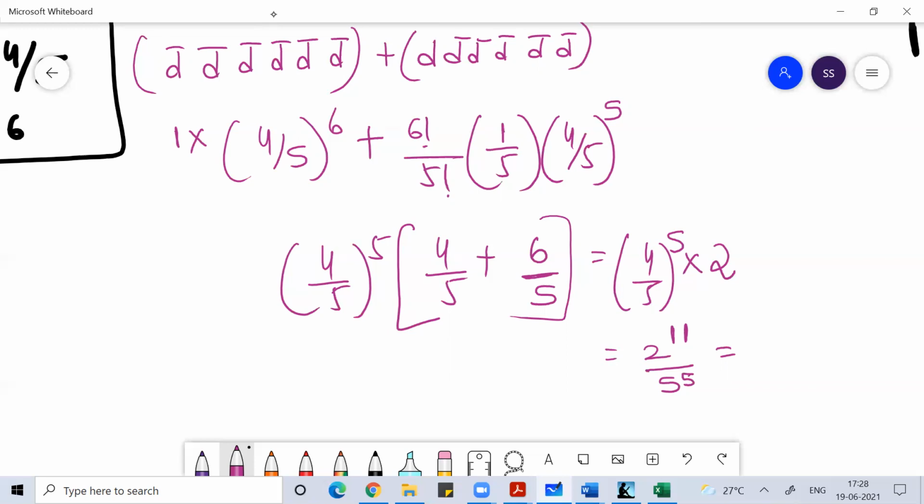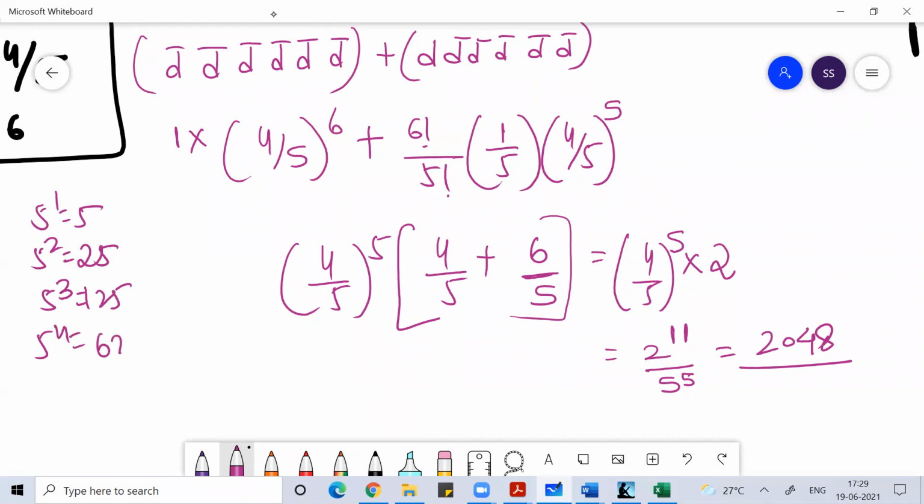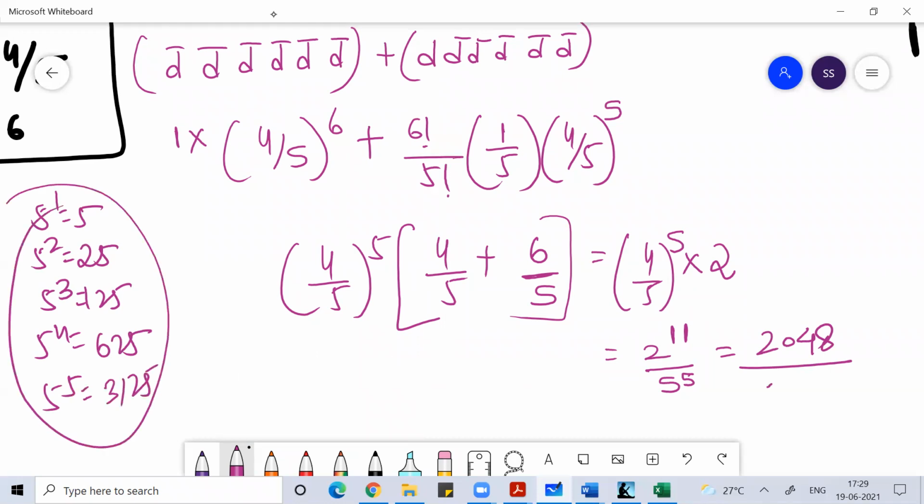2 to the power 11 is what? 2 to the power 10 is 1024, into 2. 2 to the power 11 is 2048. 2048 by 5 to the power 5, what is that? 5 to the power 1 is 5. 5 to the power 2 is 25. 5 to the power 3 is 125. 5 to the power 4 is 625. 5 to the power 5 is 3125. That is the answer.